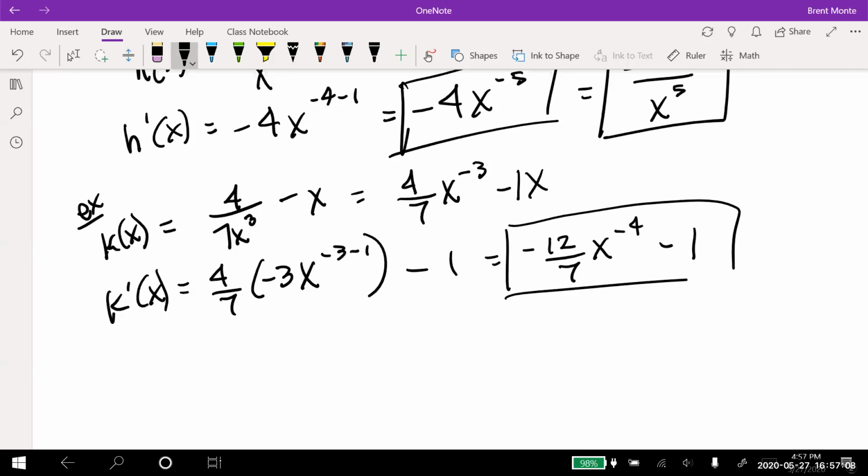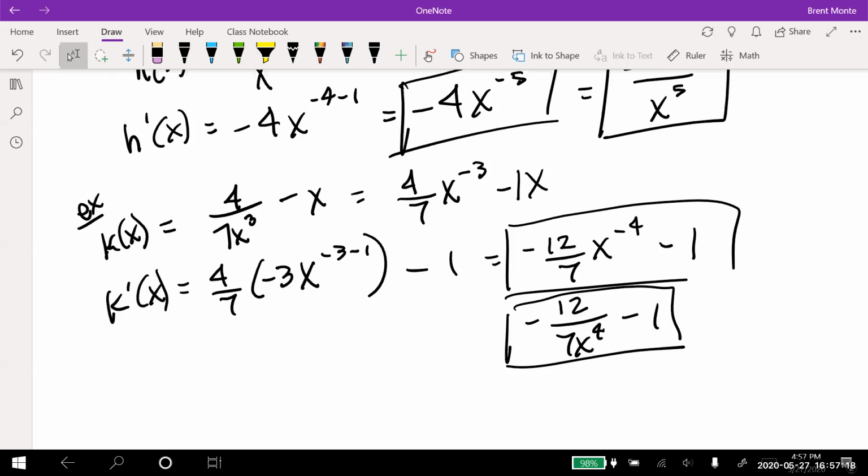I'm going to leave it that way. Again, if you wanted to move the x to the 4 on the bottom, it's negative 12 over 7x to the 4th minus 1. It could be written in either of those 2 ways. We'll put another equals right there. But a lot of times people will want to move that 7x to the 3rd up as a negative 3. The 7 stays because the 3 doesn't affect it. It's not attached to that.